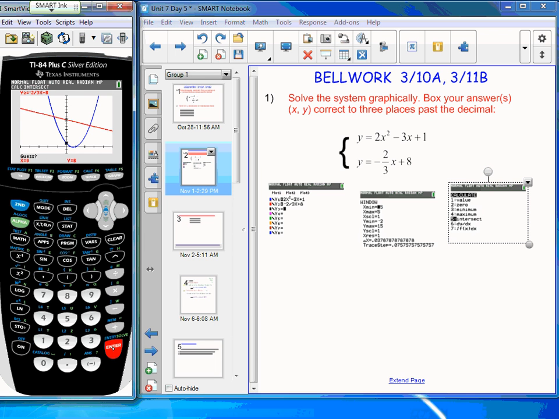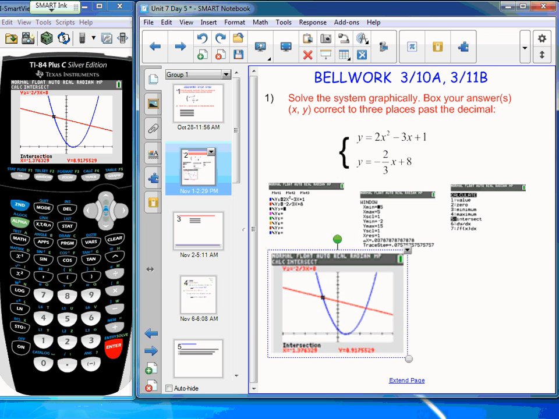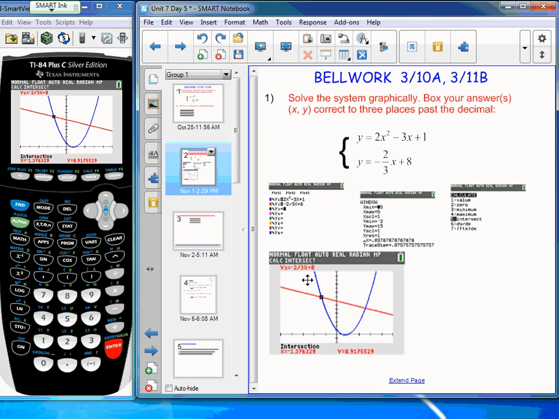And then for my guess, I need to use the left or right arrow keys to get closer to one of the intersection points. It'll automatically jump to the closest point of intersection. So first I'll find the left one. As long as I'm closer to the left one before I do my guess, it'll jump on the left one, and it looks like it returns the xy ordered pair. So it looks like x equals -1.376 and y equals 8.918.